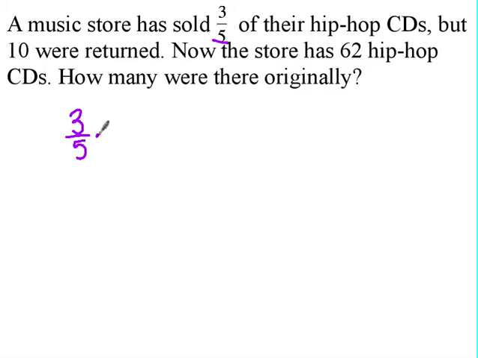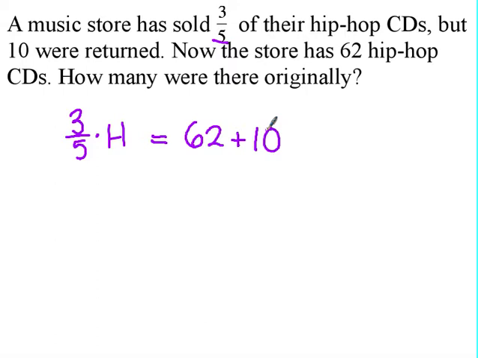Times. And we don't know how many total hip hop CDs they have. So what I'm going to do is I'm just going to call that H. So 3/5 of the total amount. Okay. Now I'm going to write this a little bit different because I know 3/5 of the total amount is going to equal something. Now I got to figure out what it's going to equal. What do you think that's going to equal? Just a thought. Yep. 62 plus 10. Right. Okay. 3/5 times H equals 62 plus 10.